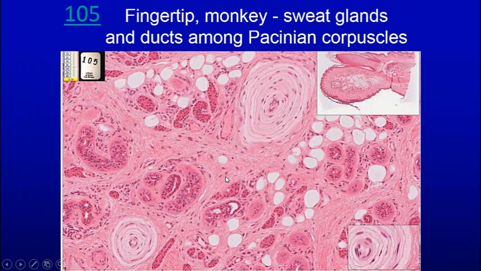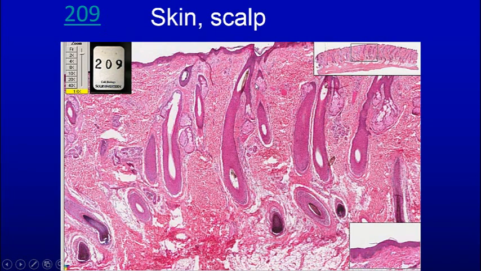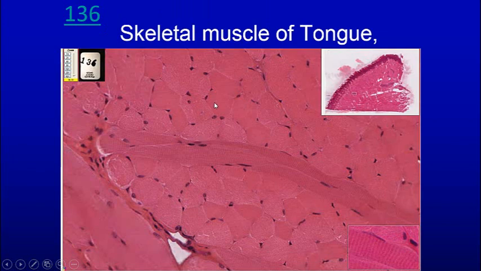So that's it. There's another one showing skin. There's another one showing scalp, and you can see that this guy had curly hair because you can see that the hair follicles themselves are curly.